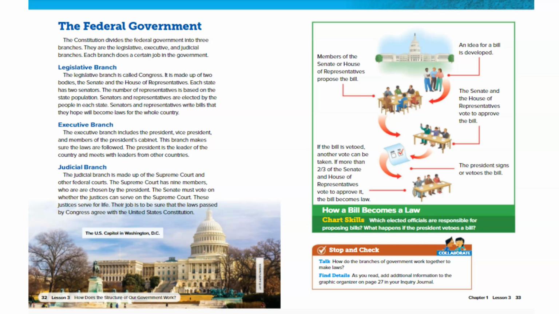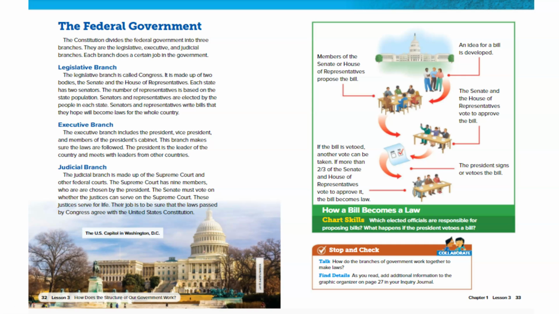The judicial branch is made up of the Supreme Court and other federal courts. The Supreme Court has 9 members who are chosen by the president. The Senate must vote on whether the justices, which is another word for judge, can serve on the Supreme Court. These justices serve for life. Their job is to make sure that the laws passed by Congress agree with the United States Constitution.